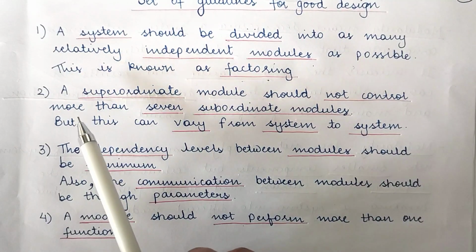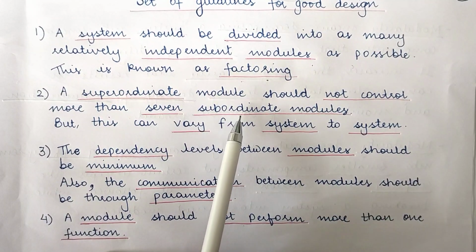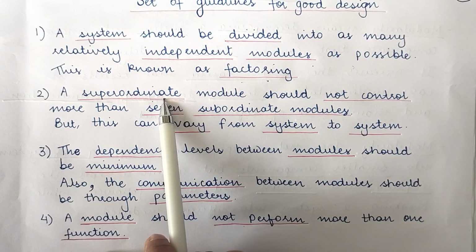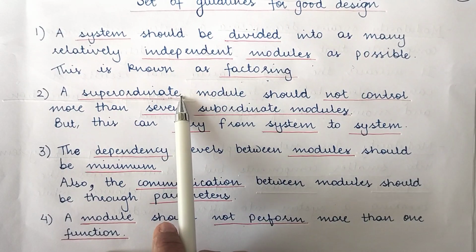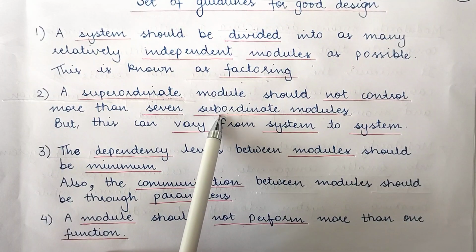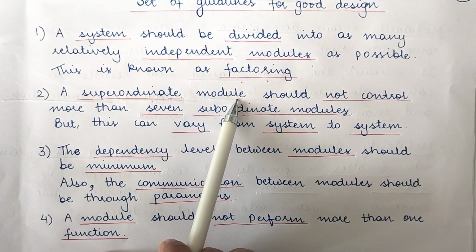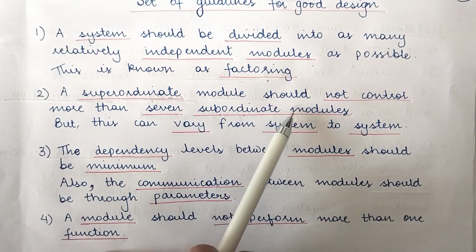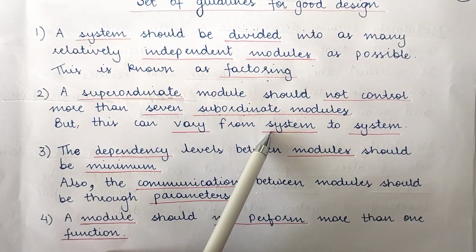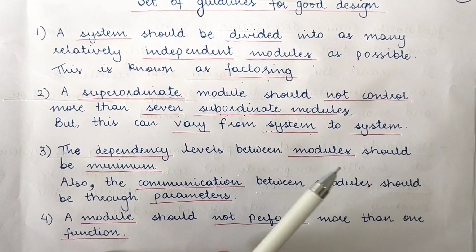Another important guideline is that a superordinate module should not control more than 7 subordinate modules. Now, superordinate modules are those modules which are at the top. The parent module is known as the superordinate module, and the modules at the lower levels, or the child modules, are known as the subordinate modules. So as per the rule, no superordinate module should control more than 7 subordinate modules. But obviously there is no such fixed rule, and this can vary from system to system depending upon how large or how small the system is.